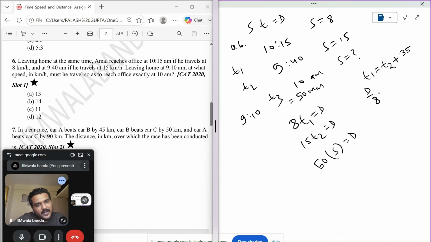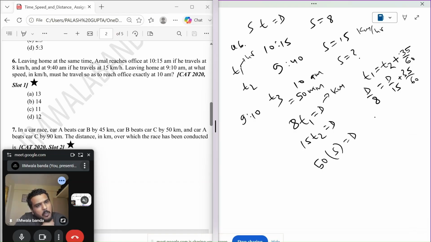Let's put d by 8 as t1, d by 15 as t2. The speed is in kilometers per hour, and time I have to take in hours only. So 35 was in minutes, so in hours it becomes 35 by 60. Here it will all get cancelled, so it doesn't matter. Distance is in kilometers, and this is d upon 8. So this is correct. Now let's solve for d.